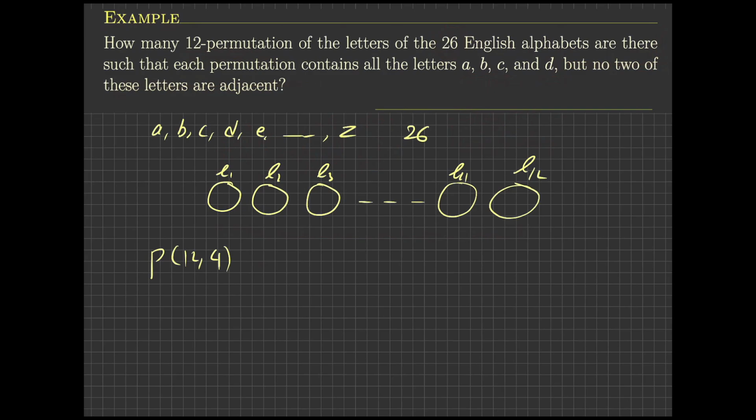So far, 4 of these locations are occupied by A, B, C, and D in some way. How many locations are left for me now? 8 locations are left, but how many letters are left for me? 22. This time the number of objects is more than the number of locations. I told you that P can be used in both cases, if the number of locations is more than the number of objects, or if the number of objects is more than the number of locations. So both of them appear in the same problem here.